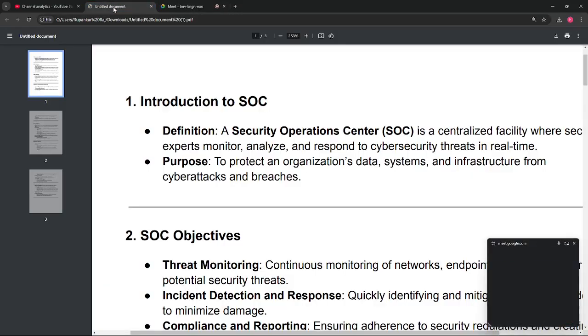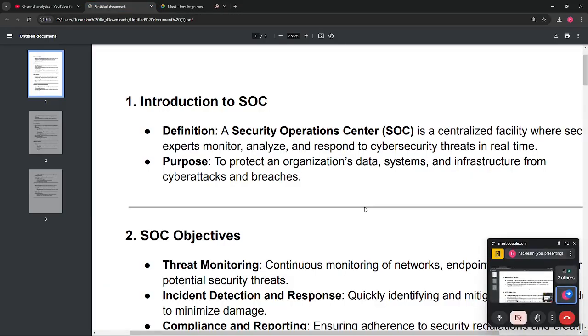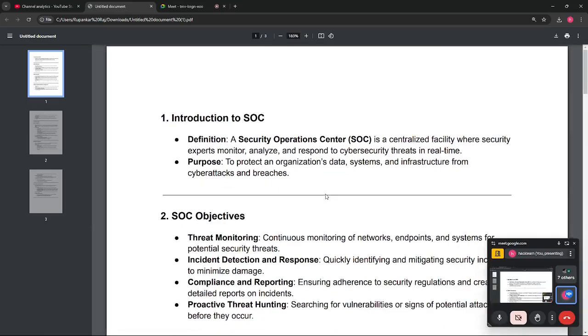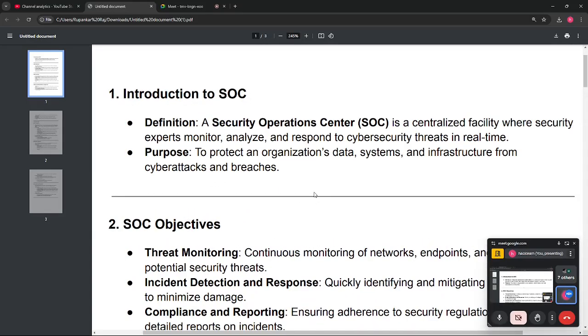Let me share the PPT also. So it's basically responsible for continuously monitoring the entire IT infrastructure, whatever the company is having. And basically, SOC acts as a nerve center in the organization. It's like a cybersecurity nervous system in the organization.